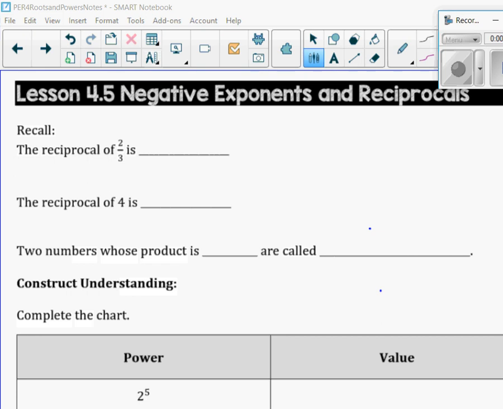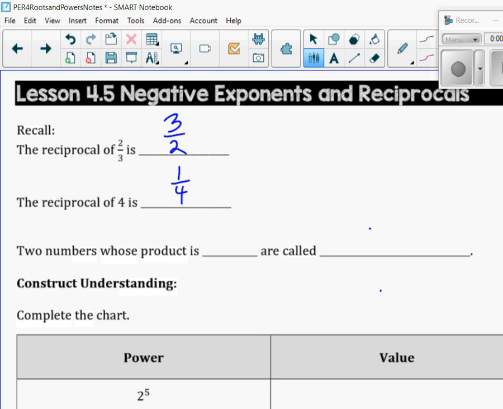Remember what the reciprocal of 2/3 is? 3/2, yes. The numerator becomes the denominator, and the denominator becomes the numerator. What's the reciprocal of 4? Thank you, 1/4.